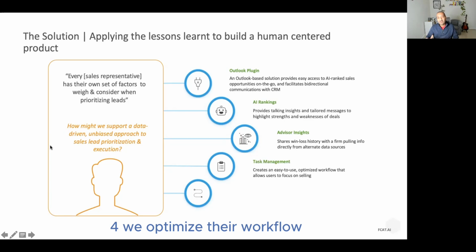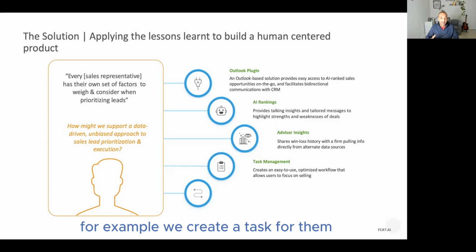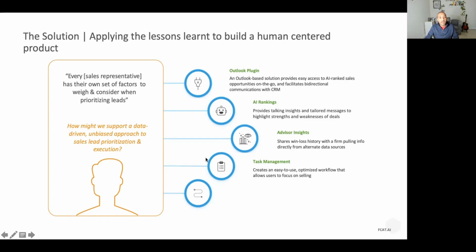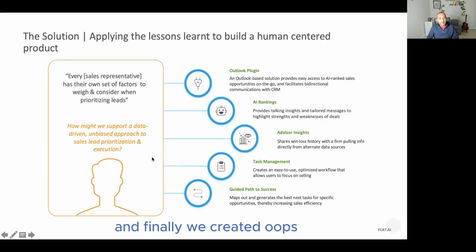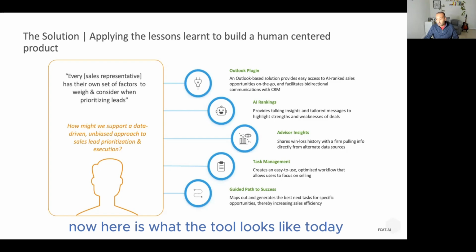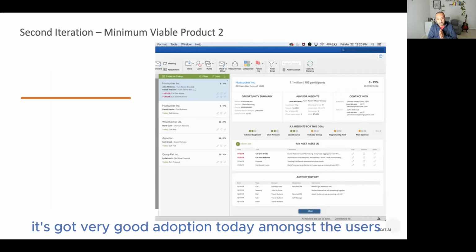Four, we optimized their workflow within the tool that helped them focus on selling. For example, we created tasks for them whenever they had a new lead. So now, instead of manually creating those tasks, this tool would create them for them. And finally, we created a feature called GPS, or Guided Path to Success, that helped identify the next best task for increasing their sales efficiency. Now, here is what the tool looks like today, and I'm going to show that to you. We launched this tool, and it's got very good adoption today amongst the users.